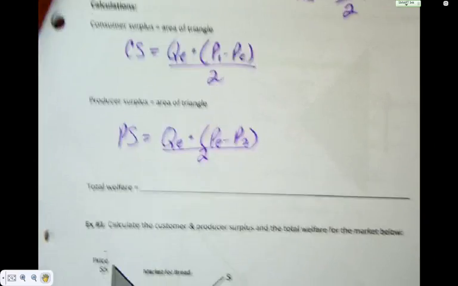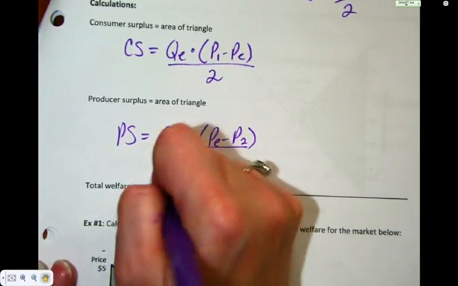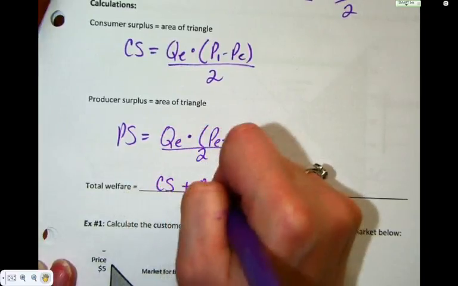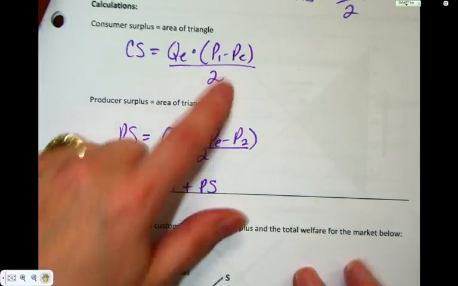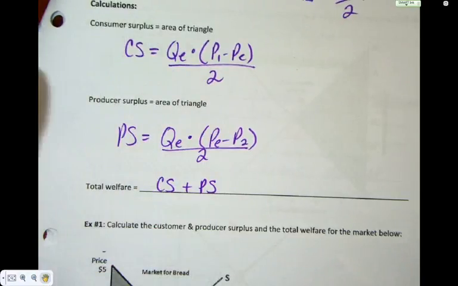How do we calculate what's called the total welfare? Well, we add them together. So we take PS, or CS, sorry, plus PS. Yes, but they're going to want you to calculate them separately. Don't be all Asian on us, come on.